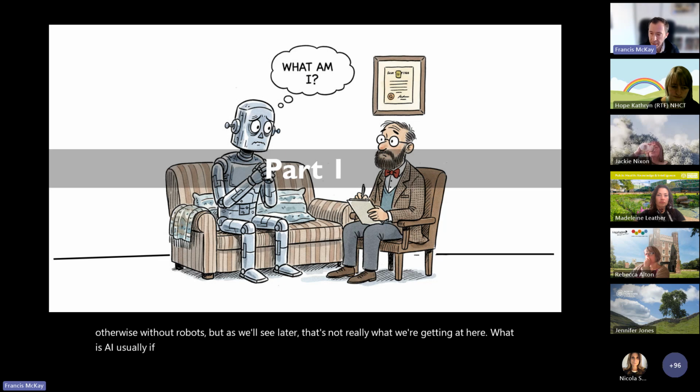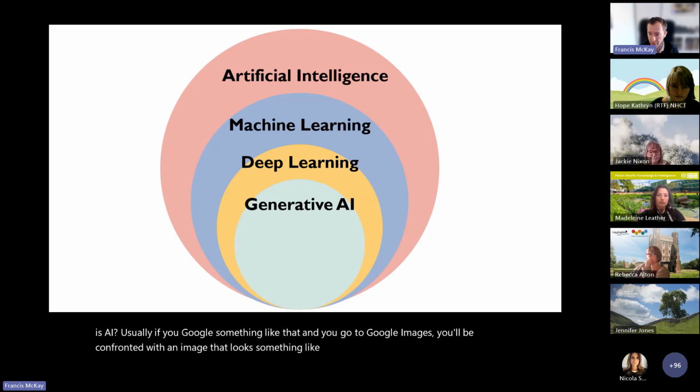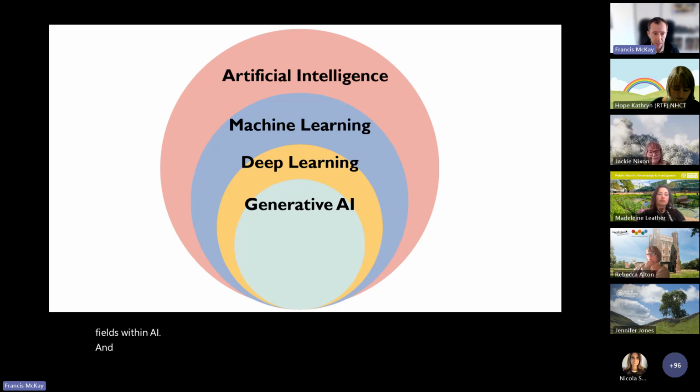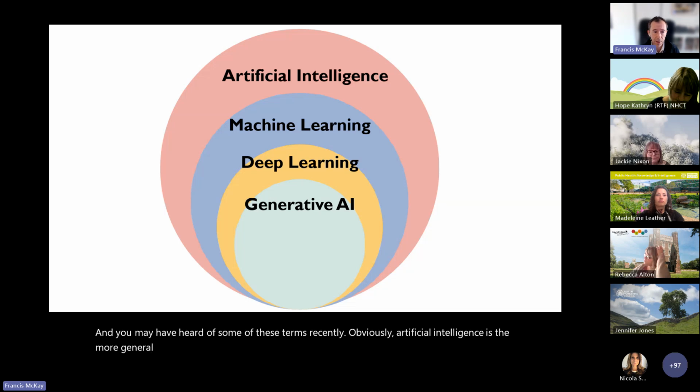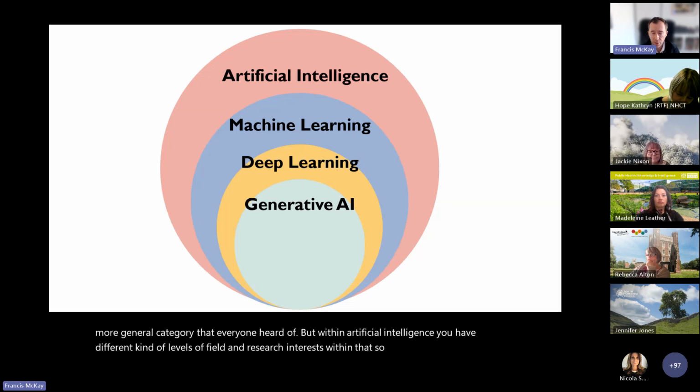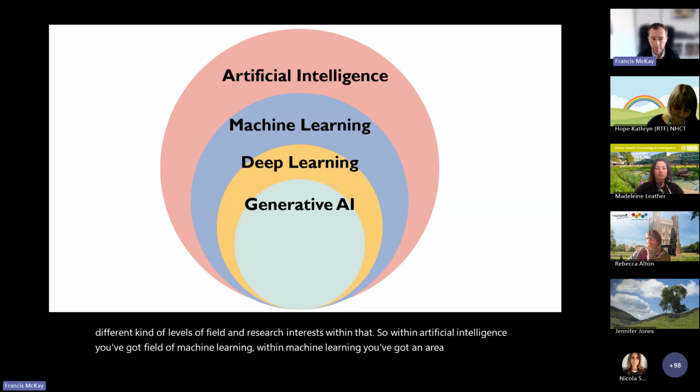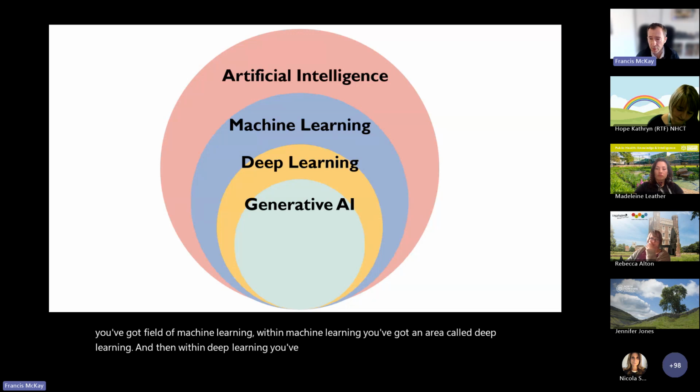Usually if you Google something like that, you go to Google Images, you'll be confronted with an image that looks something like this, a kind of nested diagram of different fields within AI. You may have heard of some of these terms recently. Obviously, artificial intelligence is the more general category that everyone will have heard of. But within artificial intelligence, you have different levels of field and research interests. So within artificial intelligence, you've got the field of machine learning. Within machine learning, you've got an area called deep learning. And then within deep learning, you've got something called generative AI.